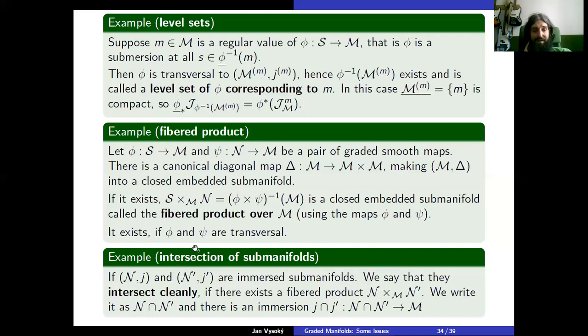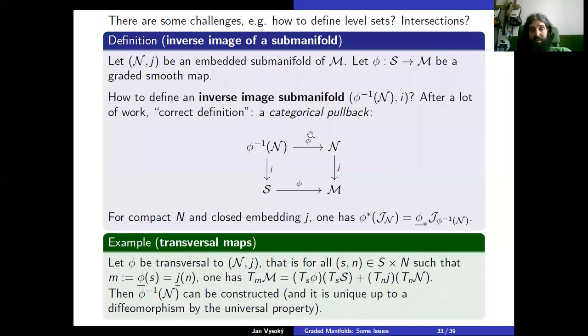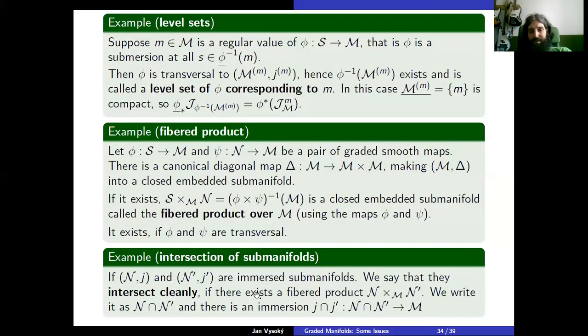And then you can also define intersection of submanifolds. If you take two inverse submanifolds, you say that they intersect cleanly if there exists a fiber product over these two, J and J prime. Then you call this fiber product the intersection, and this connecting map phi hat here is the immersion of this into M. So you can construct intersections of submanifolds. This is to show you that some differential geometric constructions work as expected, but it requires quite a bit of work, but it works.